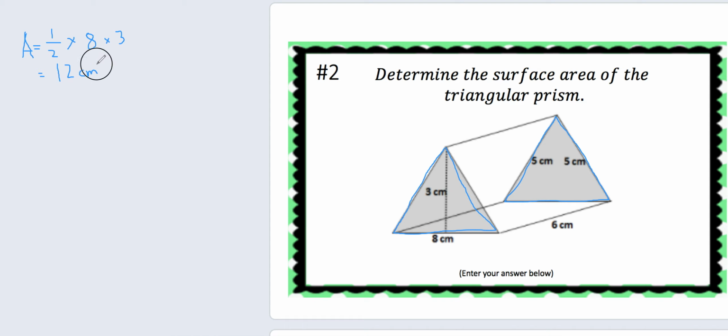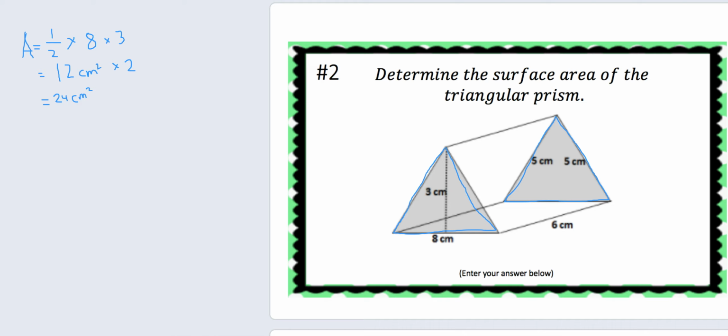So we've actually got 2 of these triangles. So this is the area of one of them. If we want to find the area of both, we're going to multiply this by 2. Or you can do 12 plus 12. And that will give you 24 centimeters squared all up. So we have just found the total area of the triangles. Are we done yet? No. We still have to find the area of the 3 different rectangles.